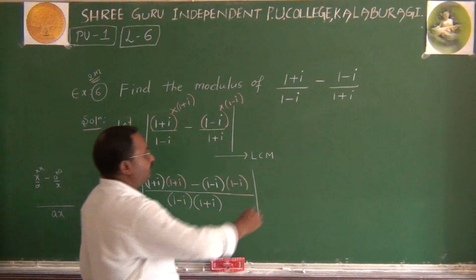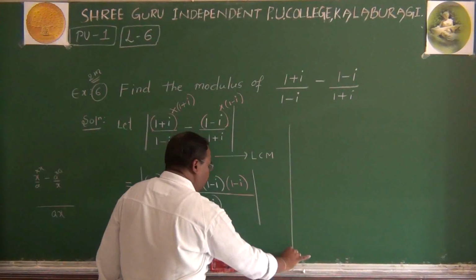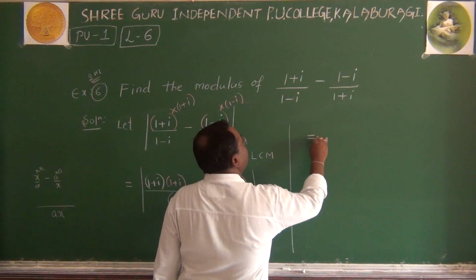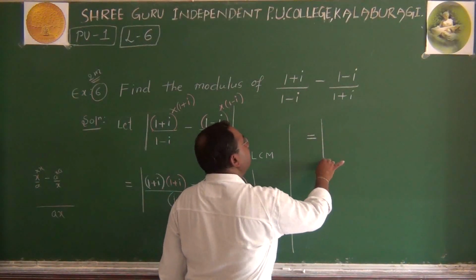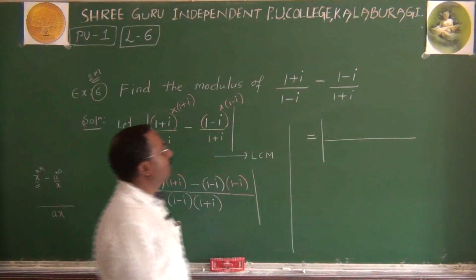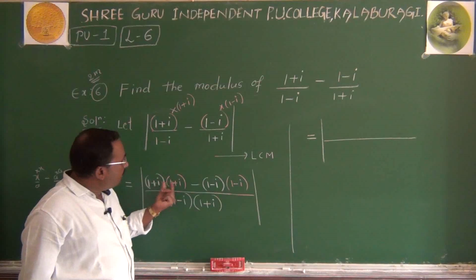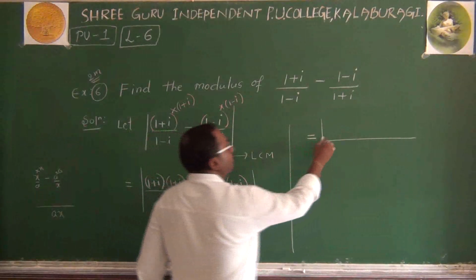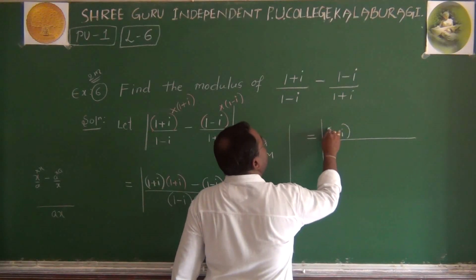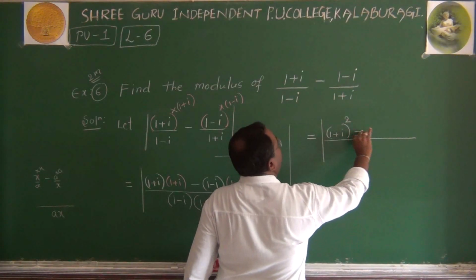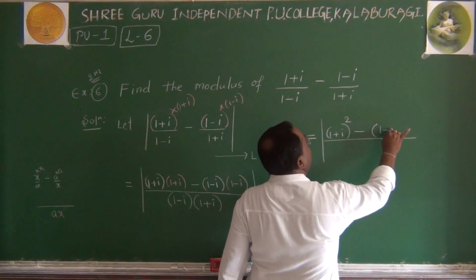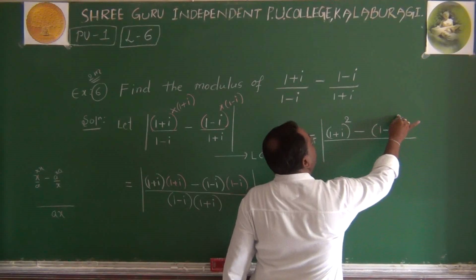Next, the modulus symbol stays as it is. In the numerator, we get (1 plus i) into (1 plus i), which is (1 plus i) whole square, minus (1 minus i) into (1 minus i), which is (1 minus i) whole square.